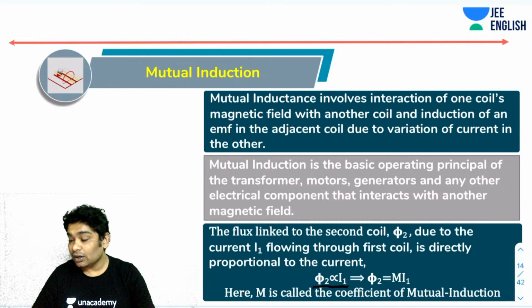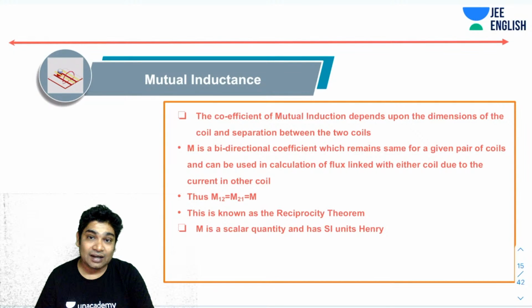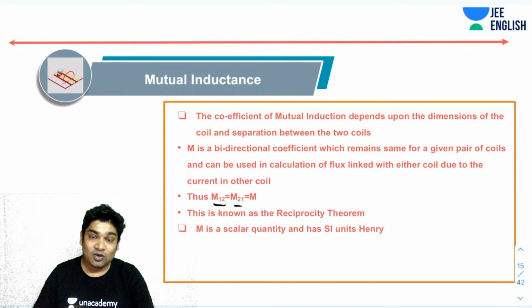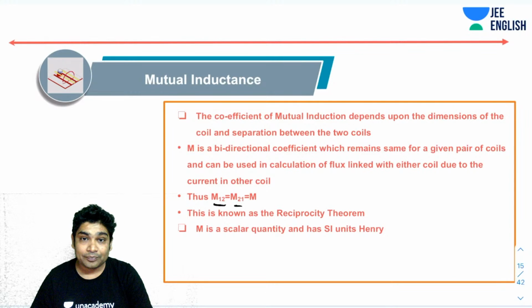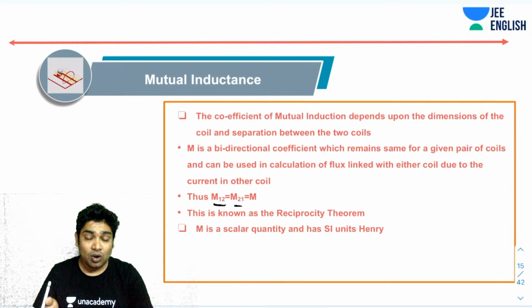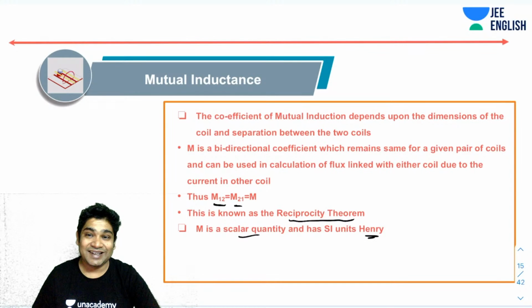Now we also realize that for a set of two coils, the coefficient of mutual induction is the same for both the coils, whether you're talking about the flux linked with 1 due to the current in 2, or the flux linked with 2 due to the current in 1. So this was known as the reciprocity theorem, and we also realized that M is a scalar quantity and its SI unit, as I've already mentioned, is Henry.